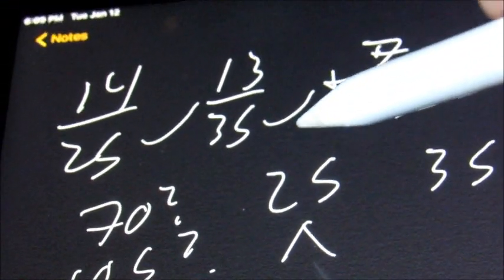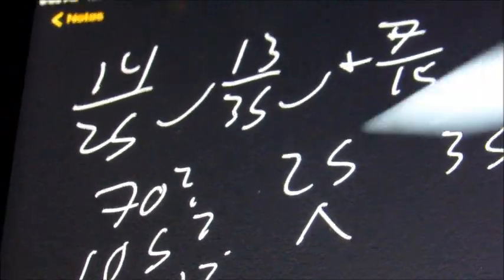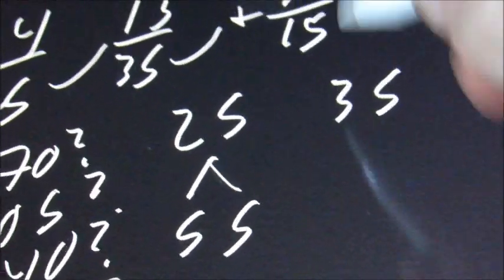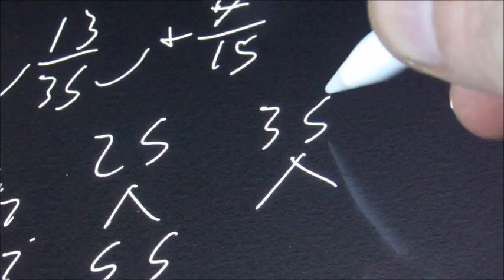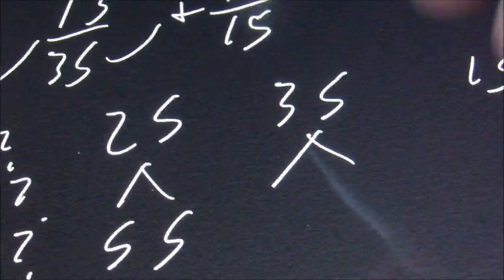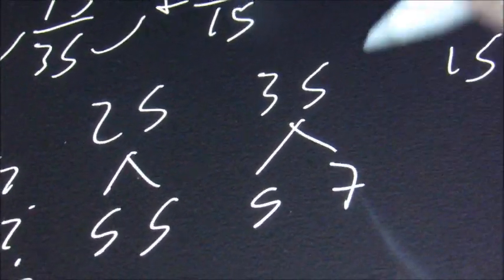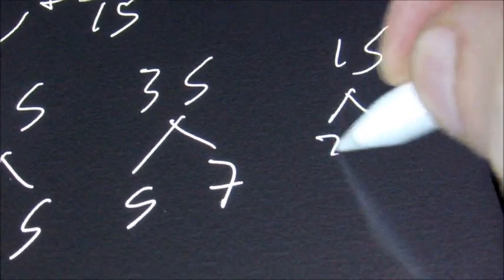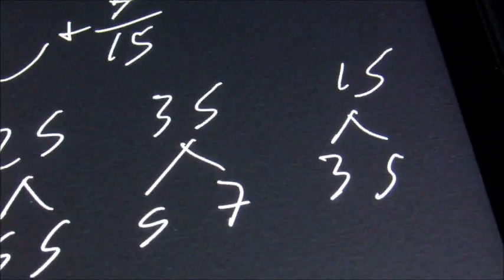So 2 won't go into 25, neither will 3. 5 will. It will go 5 times, and that's a prime number. 2 won't go into 35. 3 won't, but 5 will. It will go 7. That's also a prime number, so we're good there. And for 15, 2 won't go in. 3 will. 5 will, and that's a prime number.